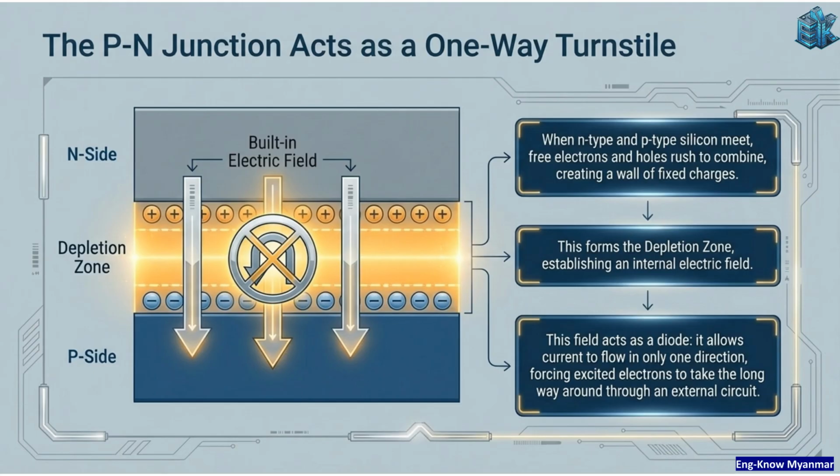When N-type and P-type silicon meet, free electrons and holes rush to combine, forming the depletion zone. This zone establishes a built-in electric field that acts as a diode, allowing current to flow only in one direction.